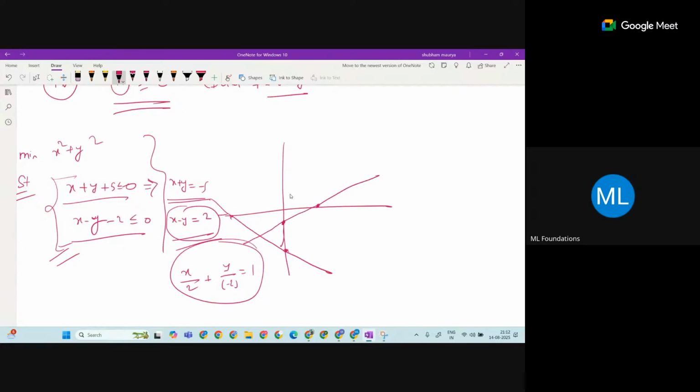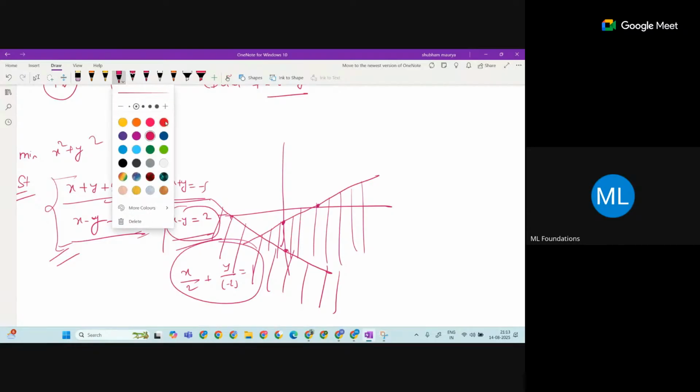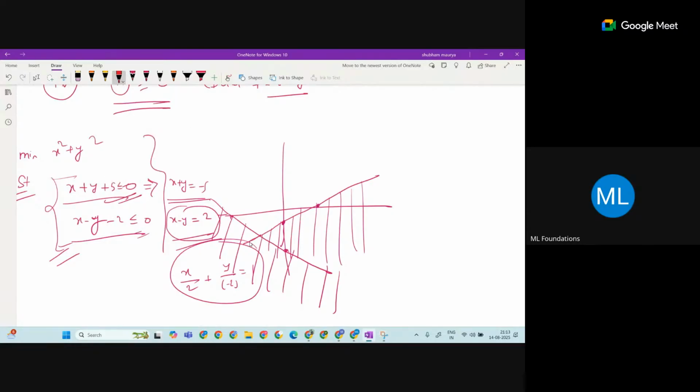Now it says both are less than or equal to. So the first line is less than or equal to, meaning below this line. And here it is also less than or equal to, meaning below this line. So which one is your feasible region? The portion lying in both is this portion, right? So this is your feasible region, which lies in the intersection of both regions.